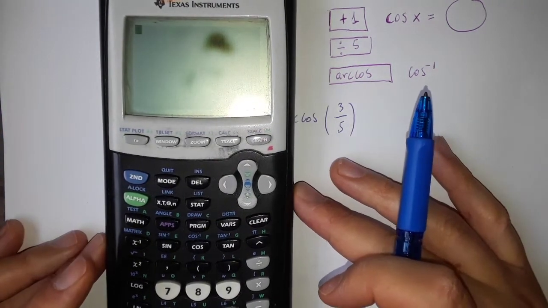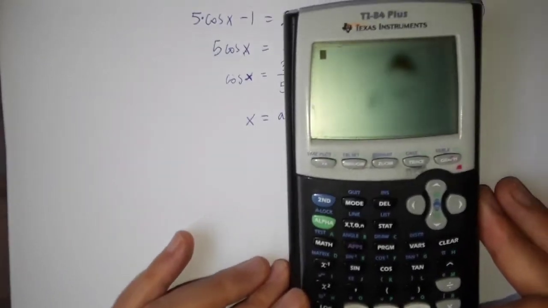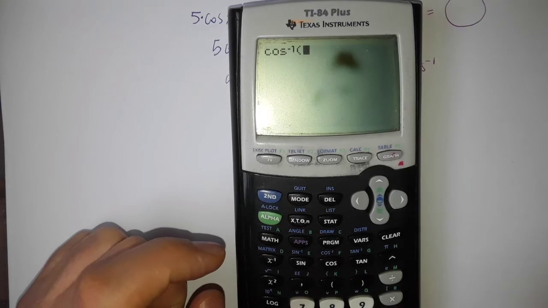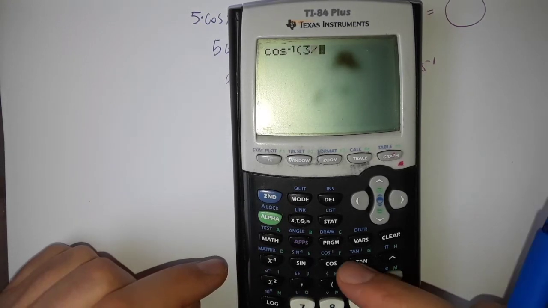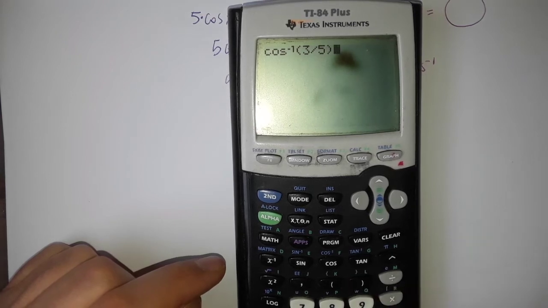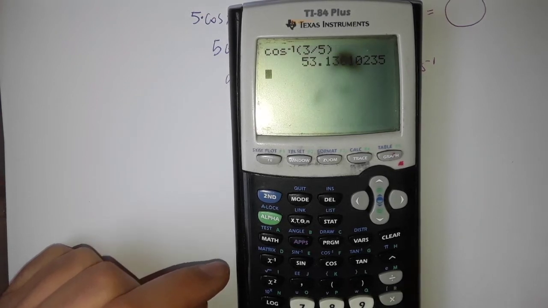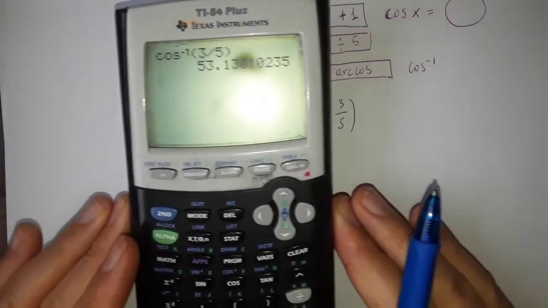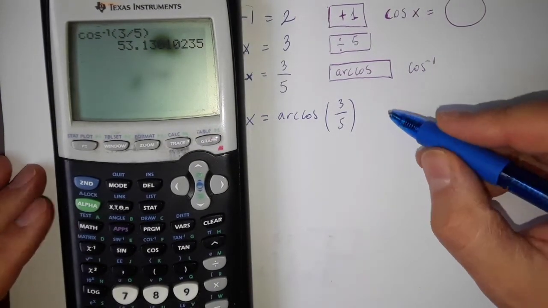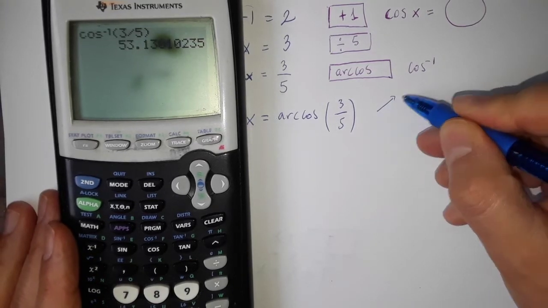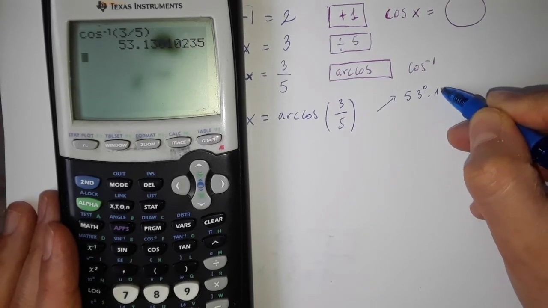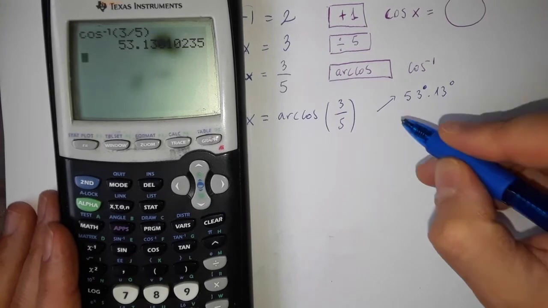It's an inverse, okay? So now I have to do the calculator work, and I'm going to do second cosine, and then 3/5. Now, this is in degrees, okay? So in degrees, I get 53. If I would be solving this using degrees, I would have 2 answers. One of them would be 53.13 degrees. You can put the degrees at the end.